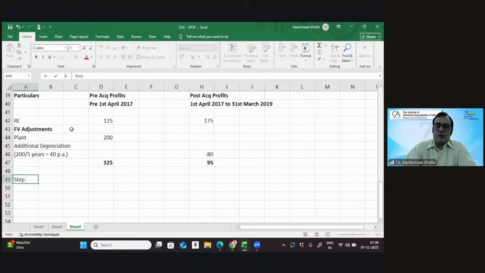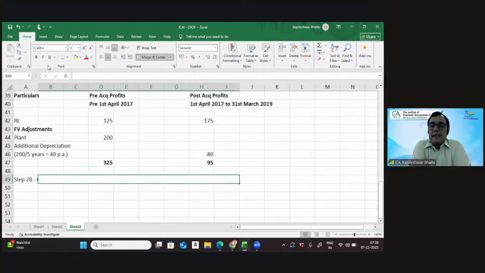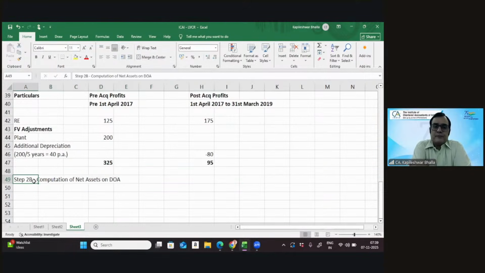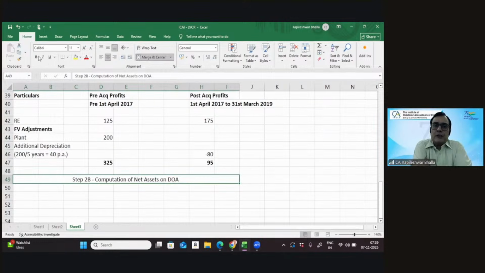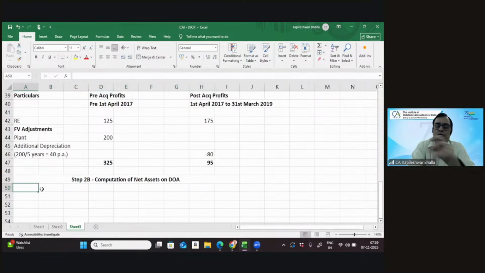The next step is supposed to be step number 2B, which is the computation of net assets on the date of acquisition. Sorry, not on the date of acquisition. Yeah, sorry, date of acquisition. Now, when you're calculating the net assets on the date of acquisition, immediately what comes to the mind in this particular case is that you need to add the sum total of the equity share capital as well as the pre-acquisition equity.